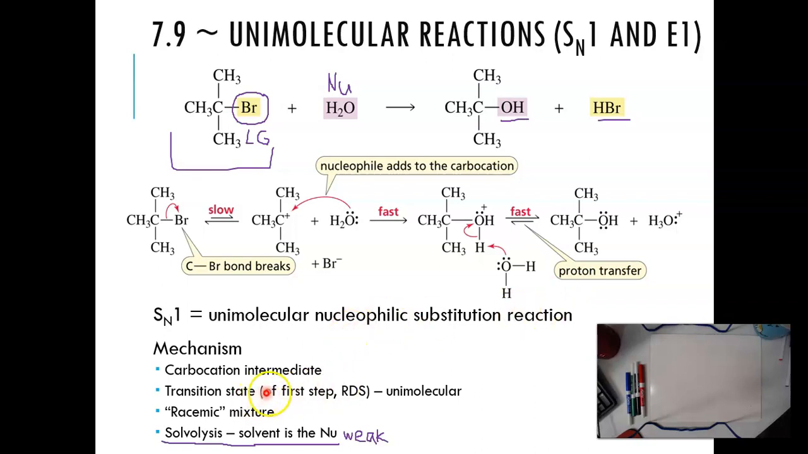Let's see, I think we talked about everything down here except for this third bullet point. So down here it says that we're going to create a "racemic mixture." We're going to look at this a little bit in the next slide as well. Notice that it's in quotes, so it does mean that we're going to have a nearly racemic mixture.